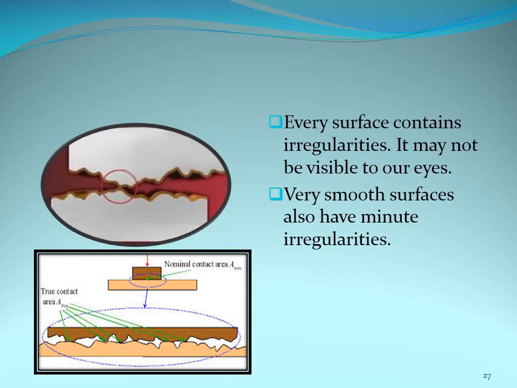Every surface contains irregularities. It may not be visible to our eyes. Even very smooth surfaces also have minute irregularities. That is, almost all surfaces have irregularities.